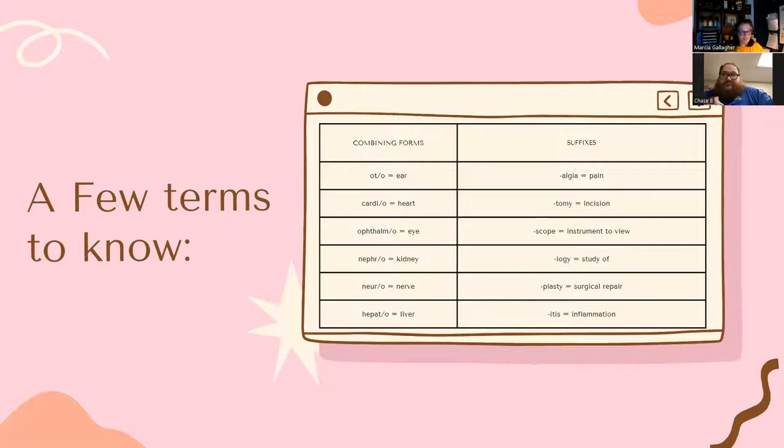Ology is the study of, like radiology is the study of what? It's the X-rays and the MRIs and that kind of thing. Pathology is going to be like labs and blood work and things like that. So plasty is surgical repair. If you think of a rhinoplasty, that's the surgical repair of your nose. And itis, you're going to need to know itis because there's lots of itises in the world. Itis simply means inflammation.